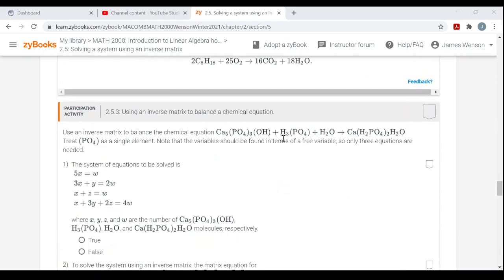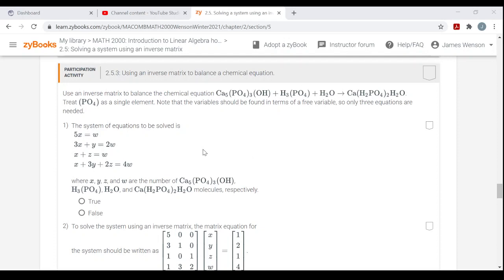It's a lot more. Now here they consider, instead of doing phosphorus and oxygen separately, they say do oxygen, do hydrogen, do calcium, but this PO4, I don't even know what that's called. Chemistry guy, sorry. But they say consider the PO4 to be its own thing. And then they have the statements here. Treat PO4 as a single element, and then work with PO4 as its own thing, calcium, oxygen, and hydrogen to get the four equations that they have here.